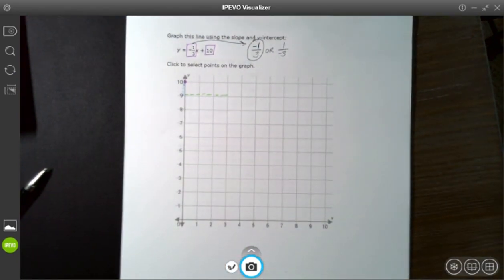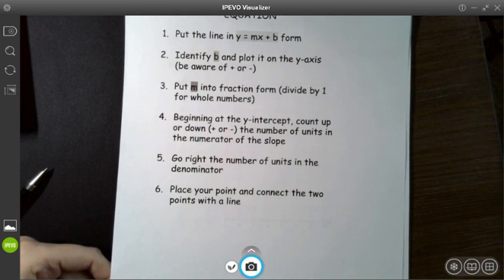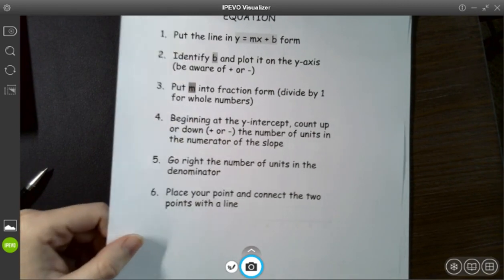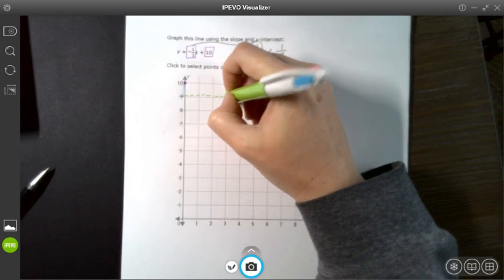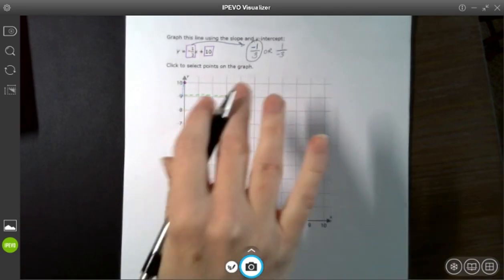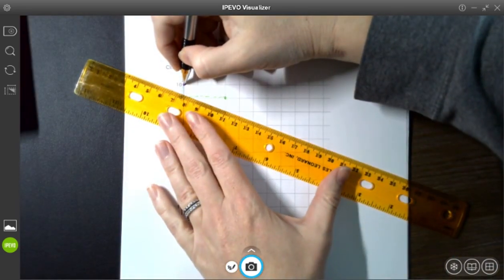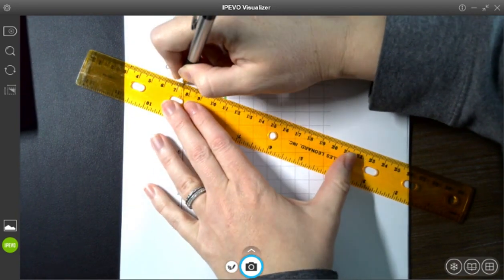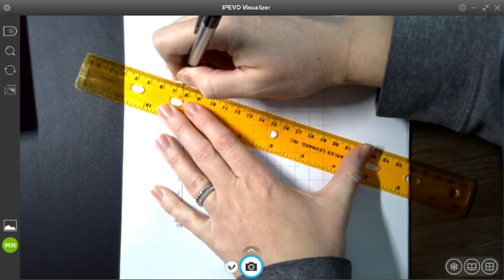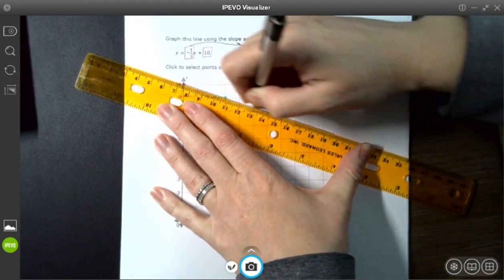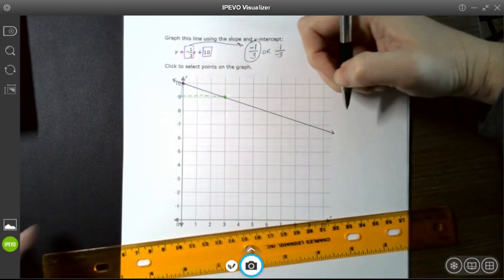Okay. And my favorite part, step 6, place your point and connect the 2 points with a line. I'm going to place my point right there. And I'm going to connect my 2 points with this line.